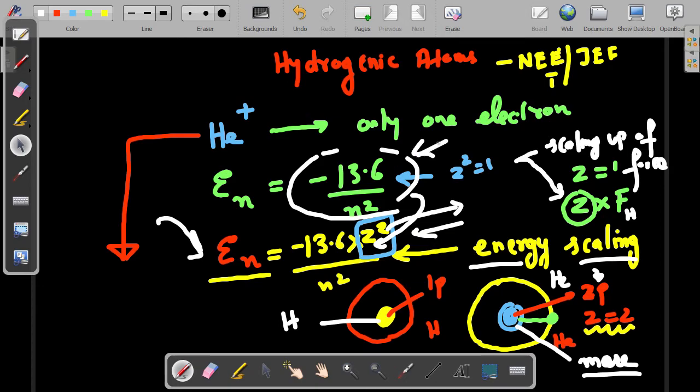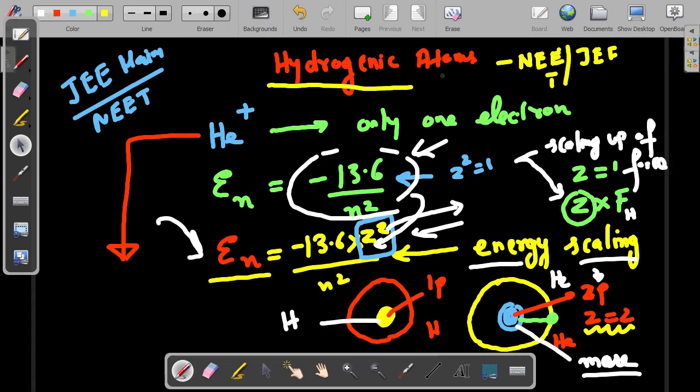So you can expect a numerical in JEE Mains and NEET on the topic of hydrogen-like atoms. This is a very, very important topic. A lot of students don't know how to scale up the energy, how to scale up the force, and tend to make mistakes in this question.